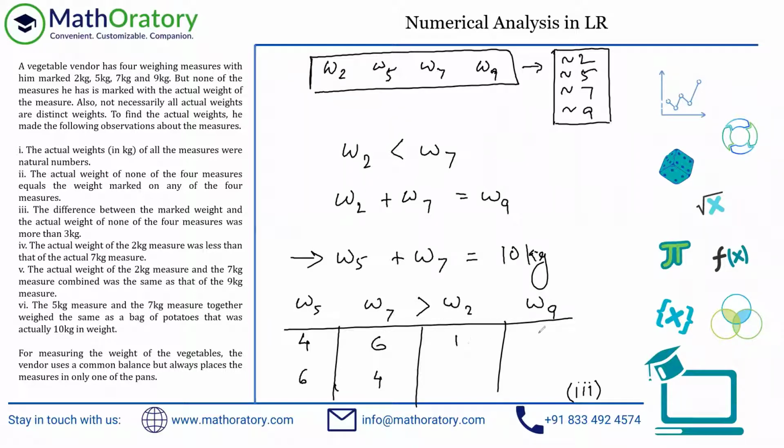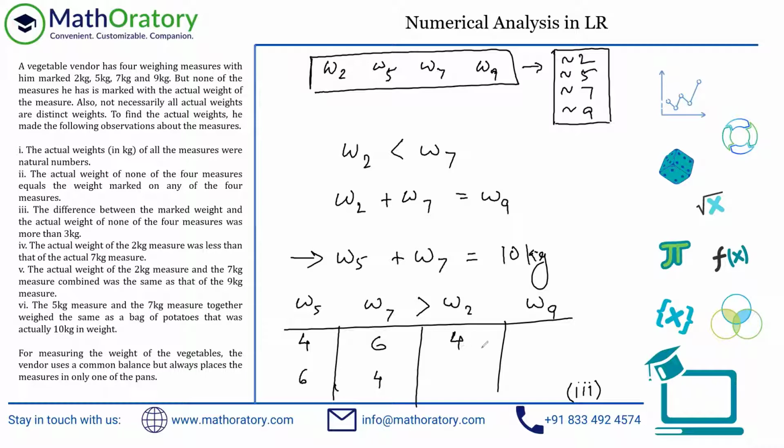If I take 1, then W9 has to be 7, right? Which is violating. You cannot have any measure as 7 kilo. 1 plus 6 is 7 using this. So 7 is contradicting. So that is not possible. I can obviously not have 2. If I take 3, then 3 plus 6 is 9. Anyhow, that is not possible.